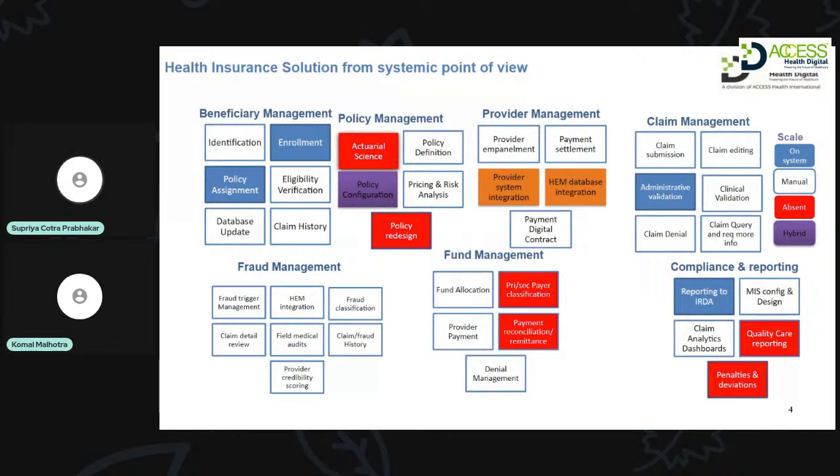Now, moving on to the policy management, just a few of these processes are manual at the moment, and two of them don't exist in India currently: actuarial science and policy redesign. Policy definition is basically a point where a specific policy is defined for a particular target audience based on the disease burden of that particular population, age or comorbidities, etc.